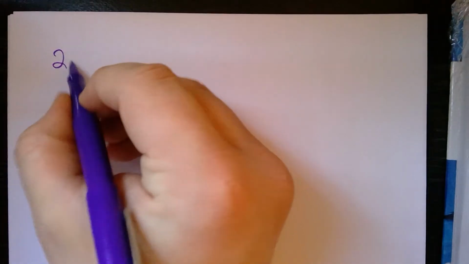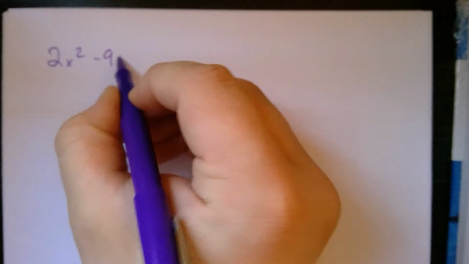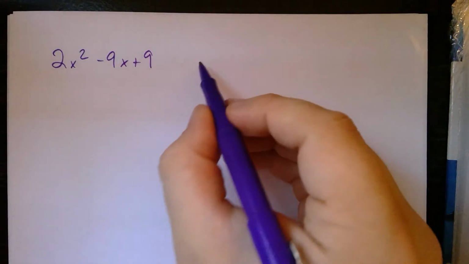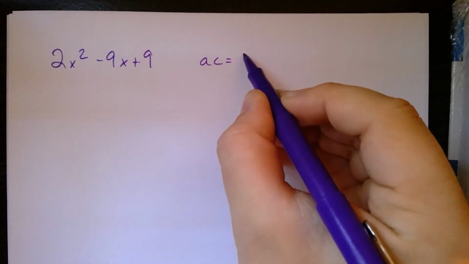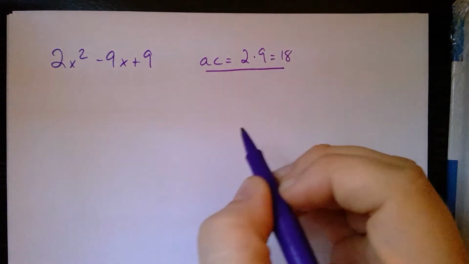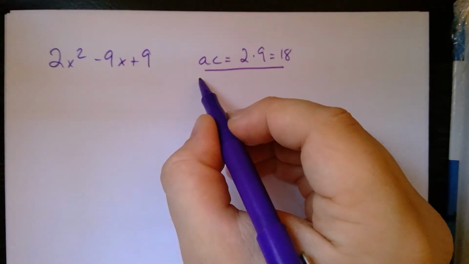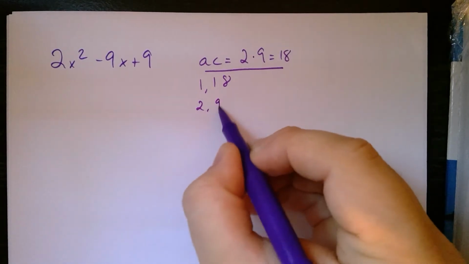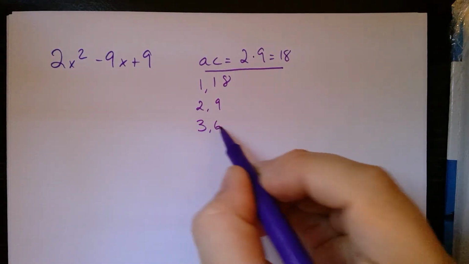All right, so let's go ahead and do 2x squared minus 9x plus 9. First off, AC equals 2 times 9, which is 18. So our factor pairs of 18, we have 1 and 18, 2 and 9, 3 and 6.